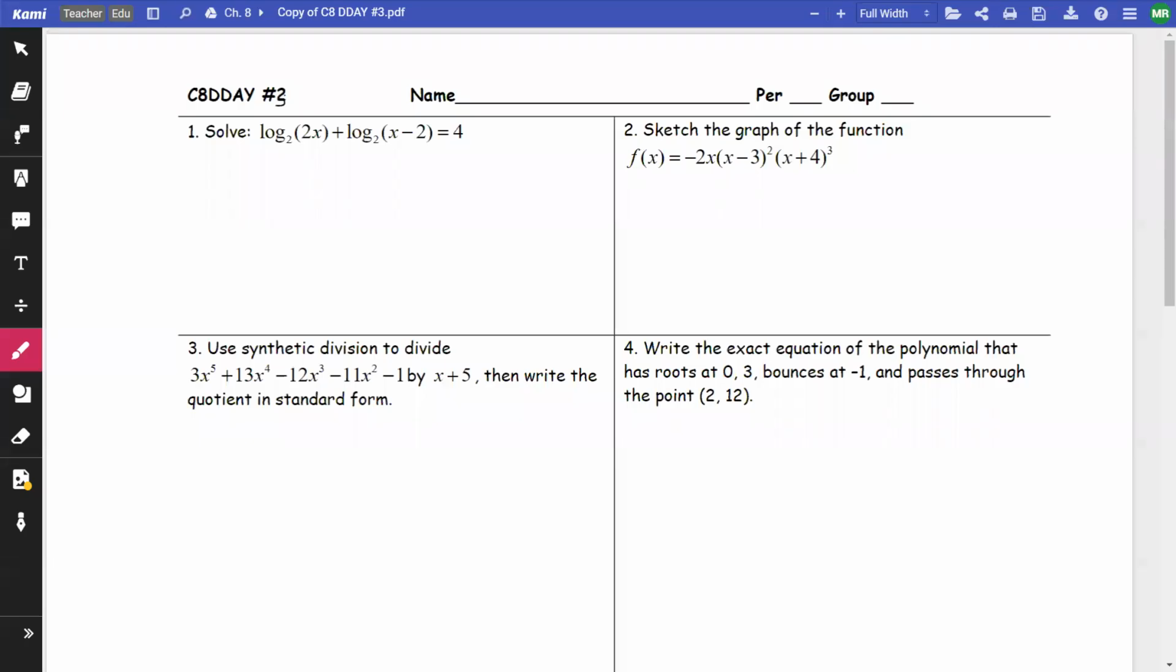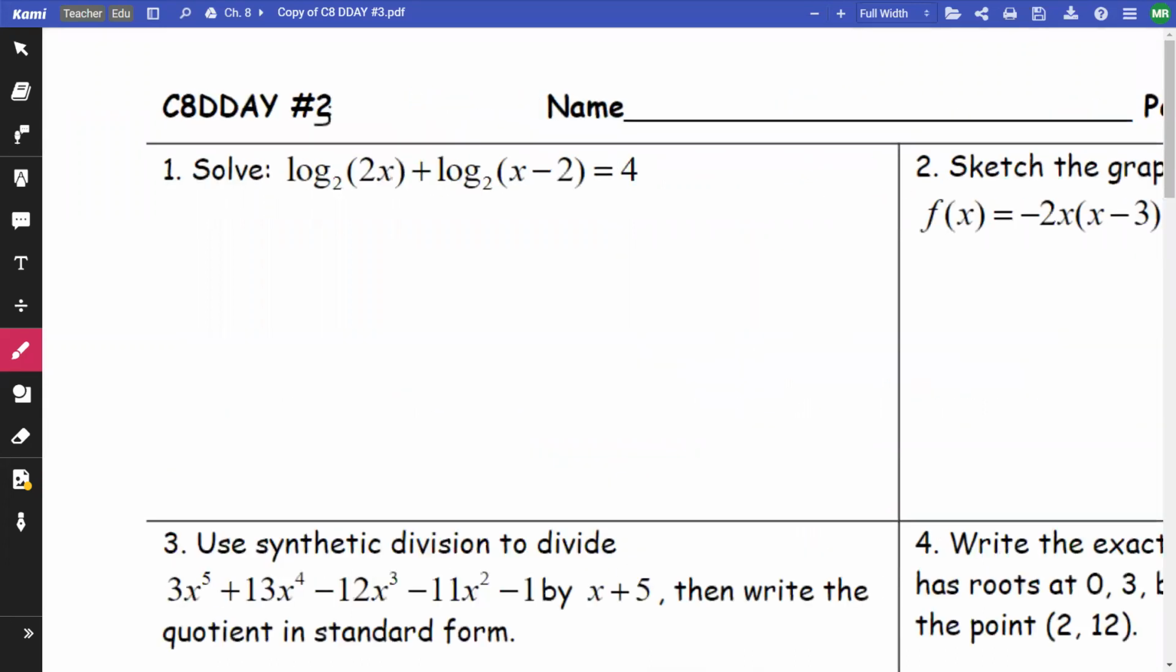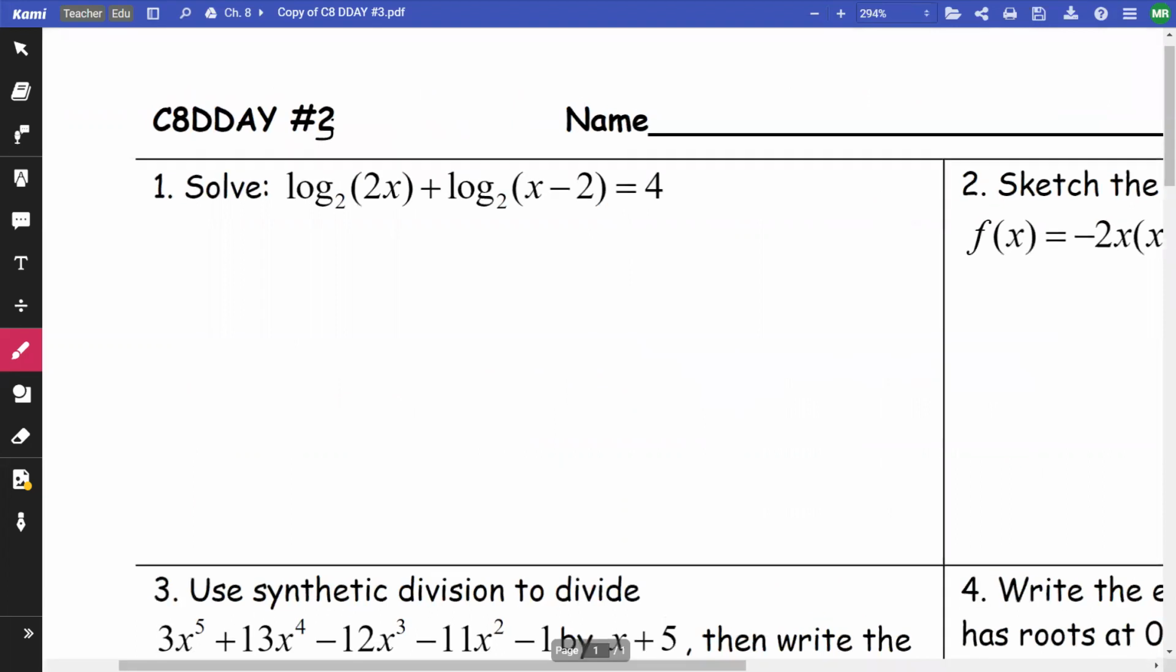So this is for Integrated 3, Chapter 8, D-Day number 3. On this first problem, we have to get this to be a single logarithm. So this is going to be log base 2 of 2x squared minus 4x, because when we have two logs that are adding, that are the same base, we can take it and make it into a single logarithm and have the product of what we are taking the log of is equal to 4.